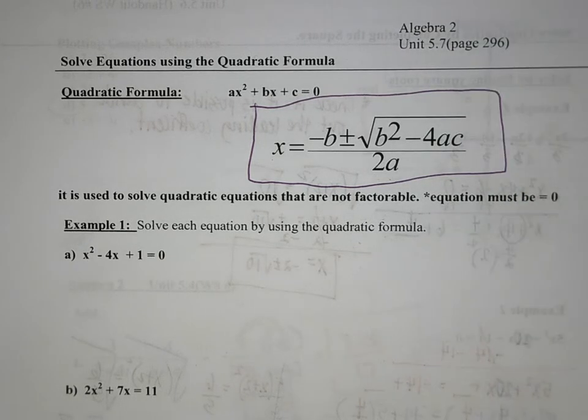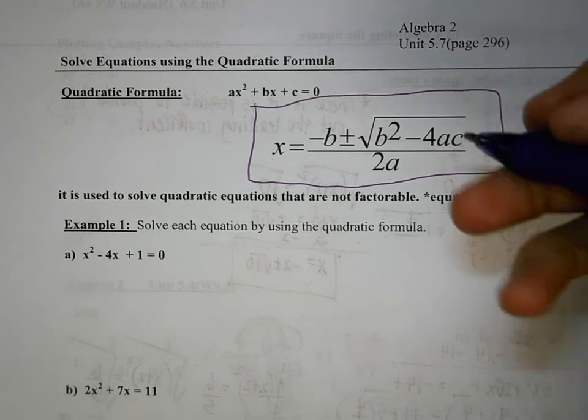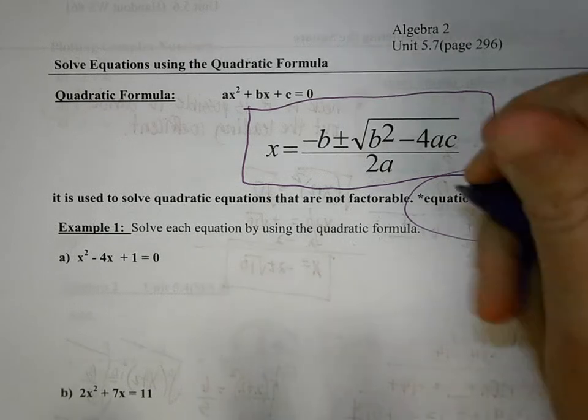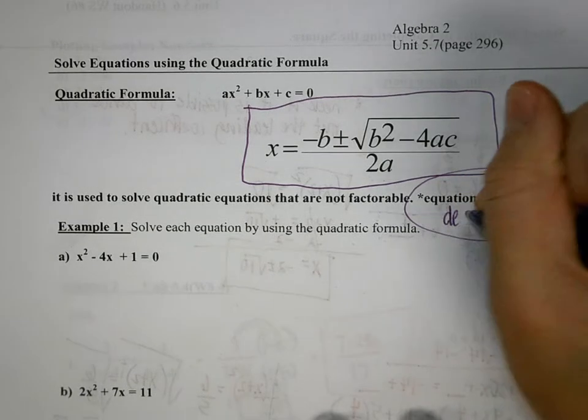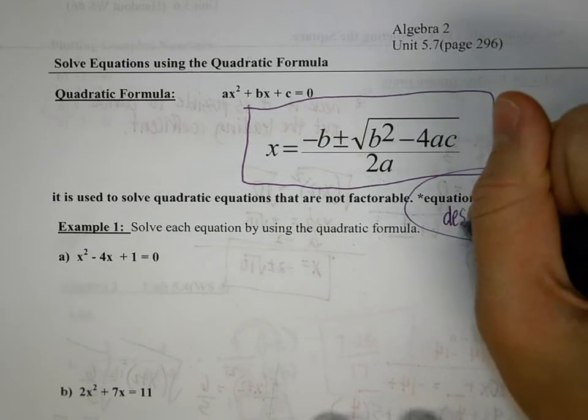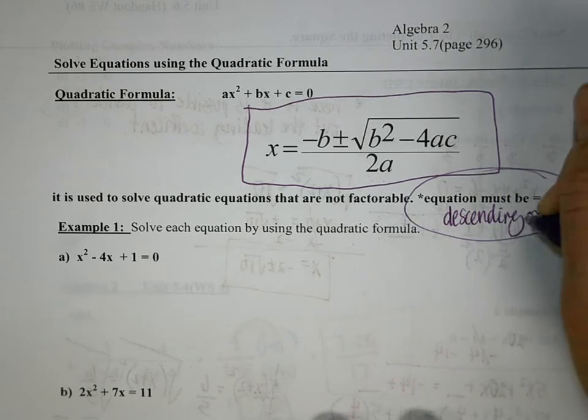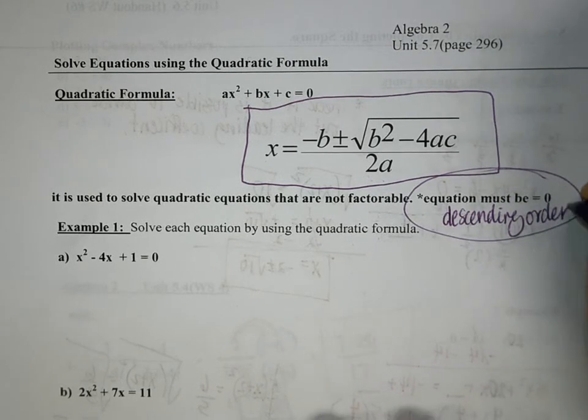Okay? All right, so when you are using the quadratic formula, the most important thing is that your equation must be equal to 0, and you want to make sure also that you are in descending order. And I'm not sure if I spelled descending right, but you guys get the point.